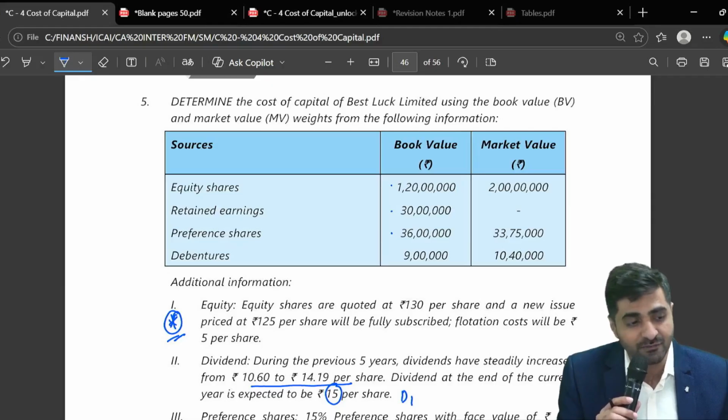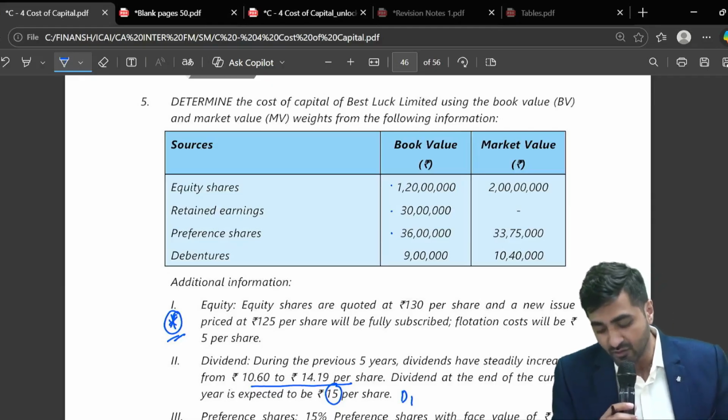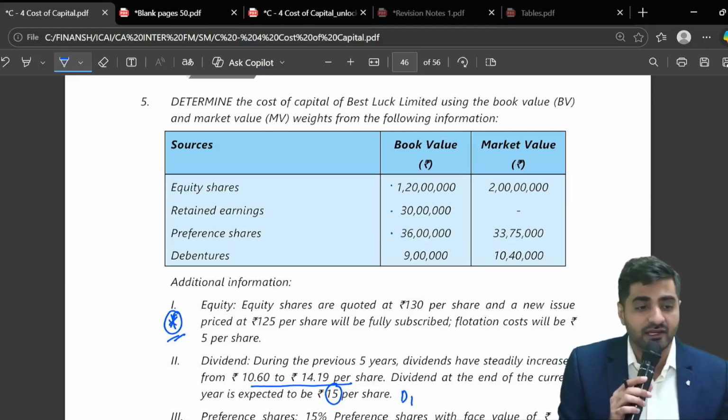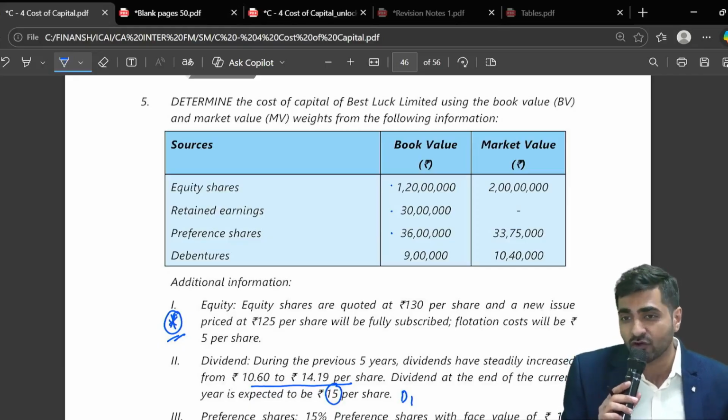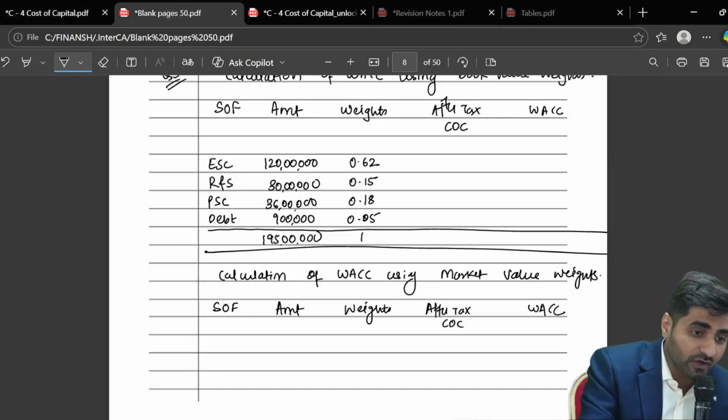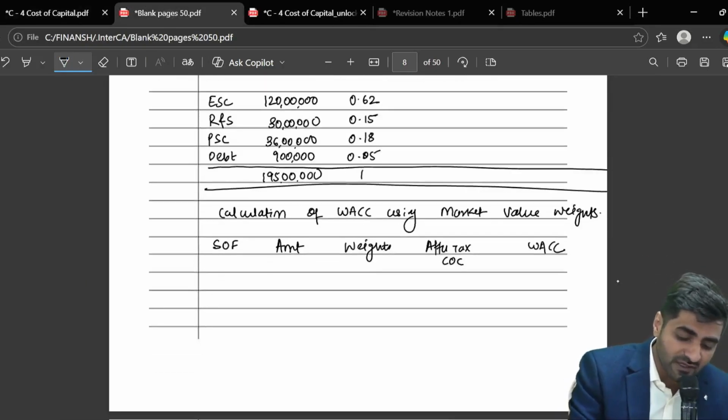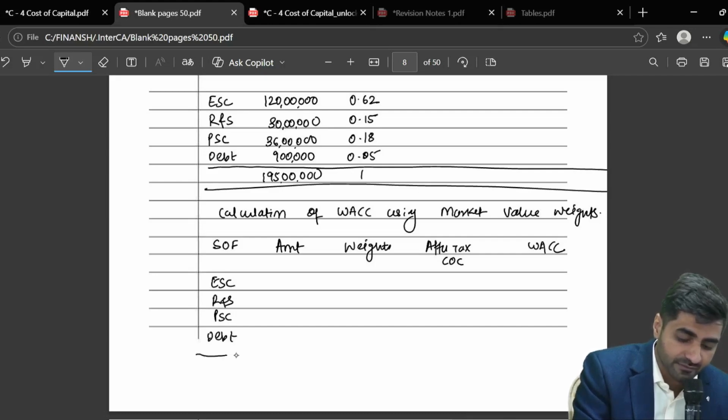By reading the first adjustment, will the KE and KR be the same or is KE and KR going to be different? Of course, it's going to be different. Why? Because there is flotation cost which is given to you. So what are you going to do? You will be having, once again, equity share capital, reserves and surplus, preference share capital, and your debt.